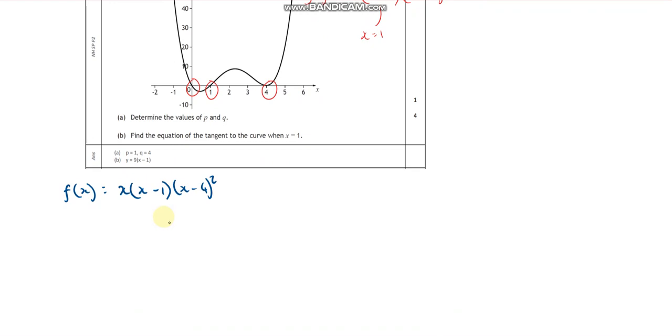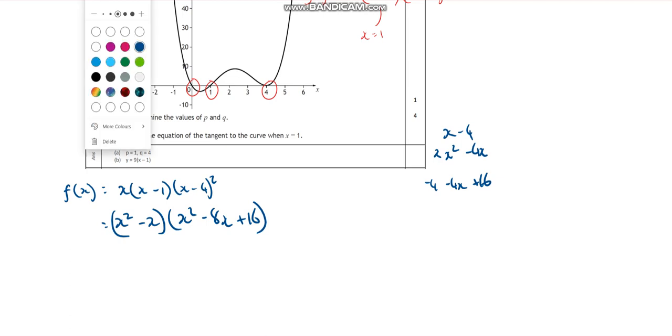I can't differentiate that. So I'll just do this on the side. X take away 4 and x take away 4. This is how I like to break out my brackets. So that's going to give me x. And I'll just do this bit first. That's x squared take away 4x. And that's going to give me x squared take away 8x plus 16.